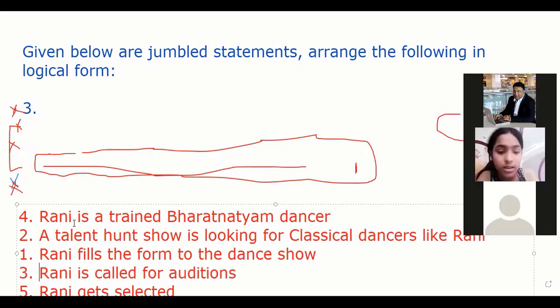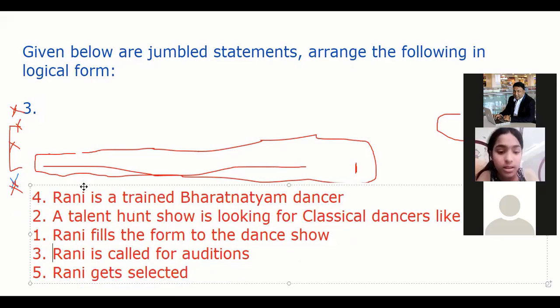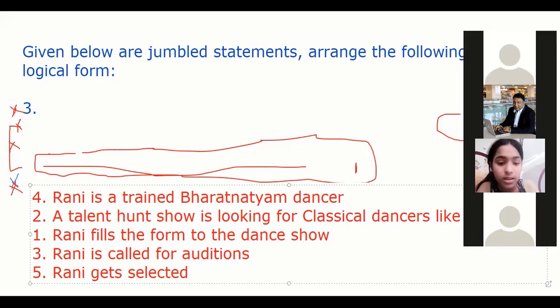So here what are we looking for? We were looking for logical clues, order, linkage. So guys, the most important thing is to try to identify which can be the starting and which can be the last. Here we know that the ending statement has to be Rani gets selected. We know that the first one has to be the introduction about Rani: Rani is a trained Bharatanatyam dancer. And after that, it's all about the connection between the sentences. Sorry, you want to say something? No, sir. Okay. Perfect.